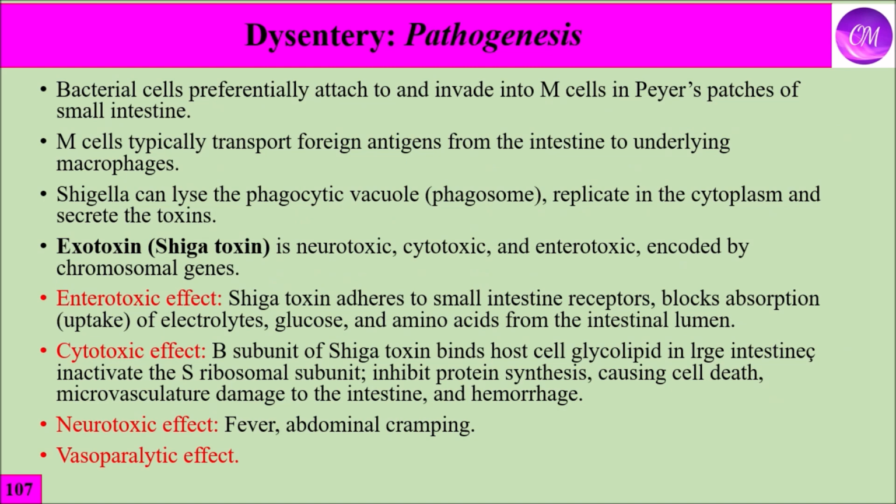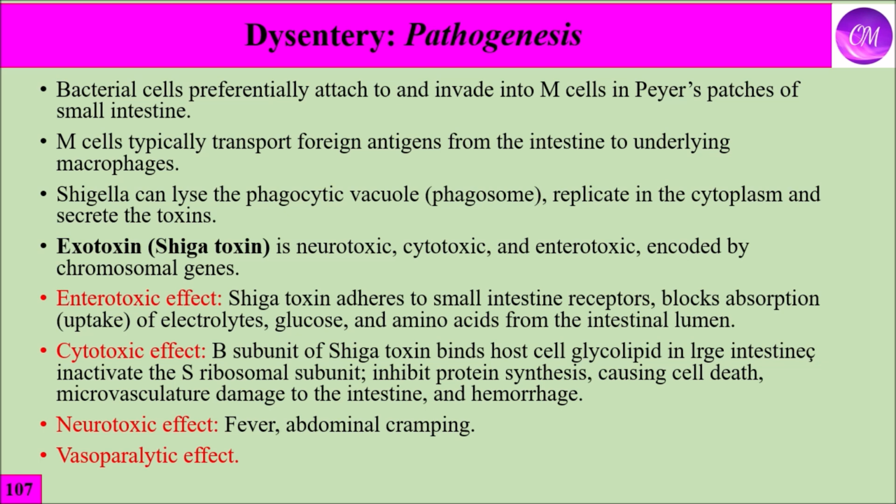Bacterial cells preferentially attach to and invade M cells in the Peyer's patches of the small intestine. M cells typically transport foreign antigens from the intestine to underlying macrophages. Shigella can leave the phagocytic vacuole, replicate in the cytoplasm, and secrete toxins. Exotoxin, another name is shigatoxin, is neurotoxic, cytotoxic, and enterotoxic, encoded by chromosomal genes.